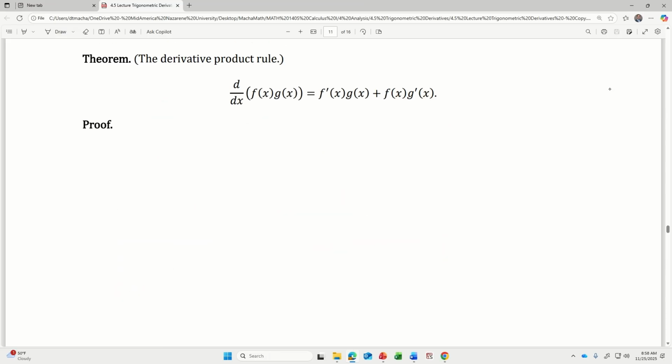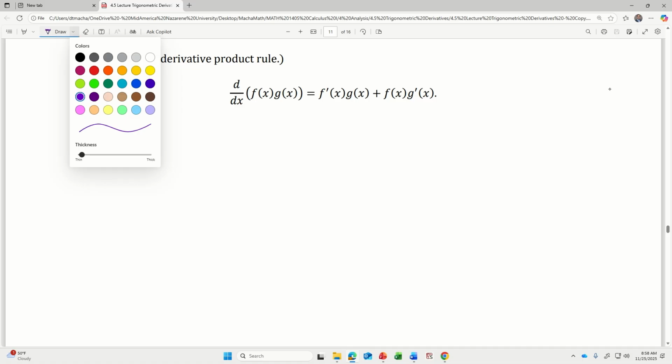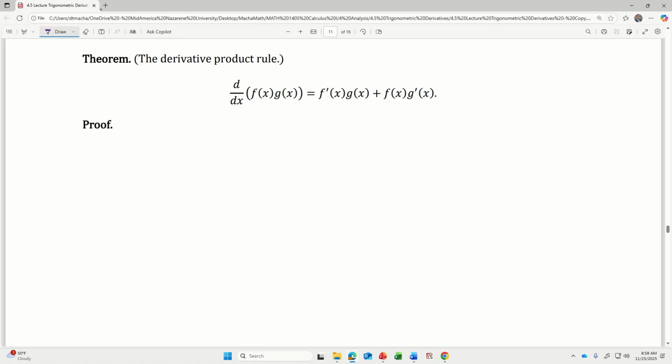And to move on, we need more stuff like the derivative product rule. So we're going to prove the derivative product rule. The derivative product rule proof is going to go like this. Start with the definition of the derivative.